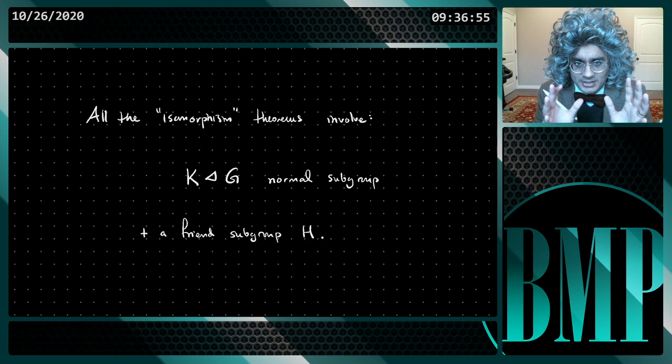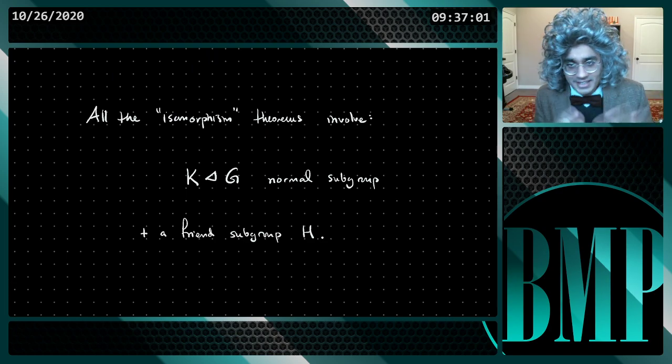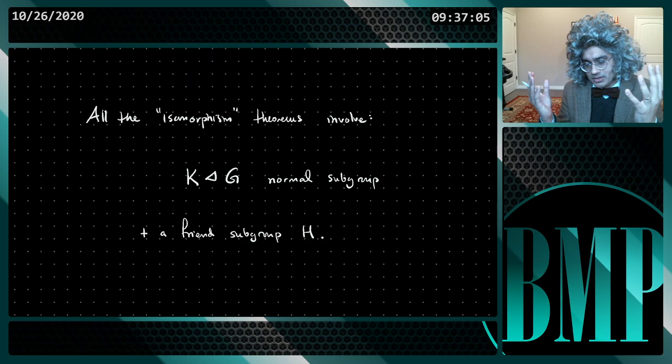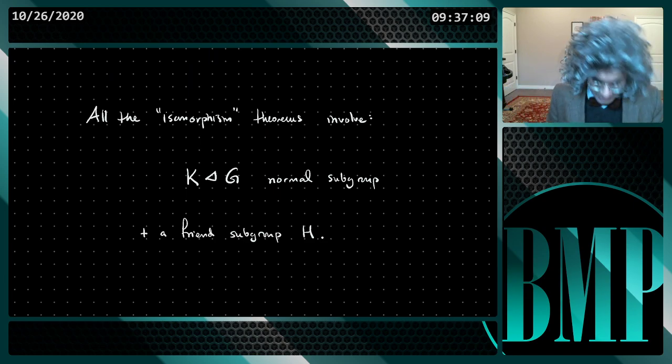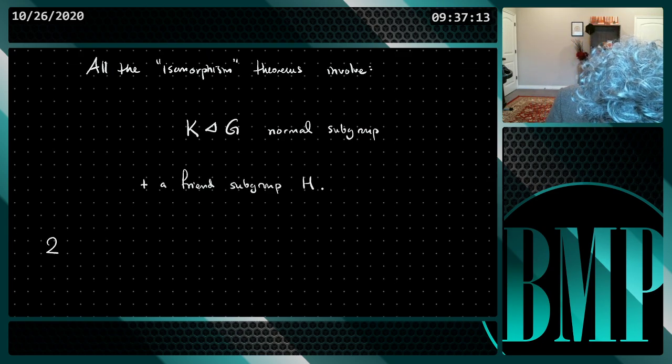The second and third isomorphism theorem will tell us some general facts that are true in this context. It's a very general situation. So you have a normal subgroup and then another subgroup. It might be normal, it might not be. All right, so let me tell you what the second isomorphism theorem says in this situation.